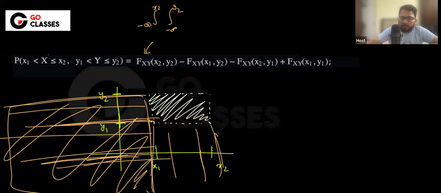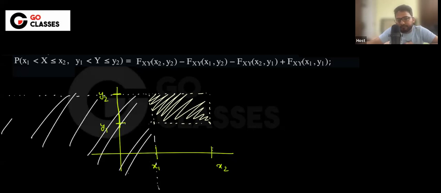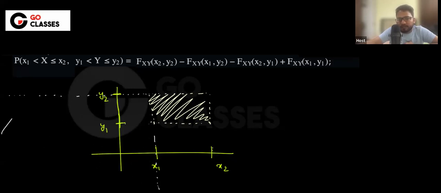Let me just try to explain this more clearly. This is where we are interested, right? Let's suppose this whole region is minus infinity to y2 and minus infinity to x1. This is one region, with respect to minus infinity. What is this region? It is capital F of x1 comma y2, because CDF is always from minus infinity.